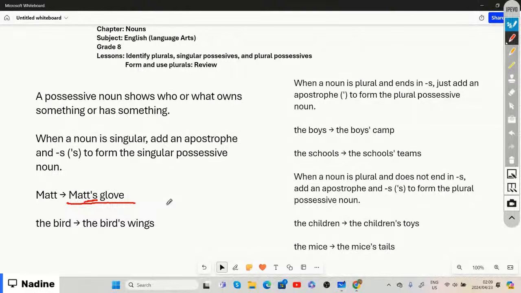If we look at another example, then we can say the bird. If we refer to the wings of the bird, then we can say the bird's wings, meaning that we are referring to something that belongs to the bird. And these are possessives. Like we said, a possessive noun shows who or what owns something or has something. When a noun is singular, we add an apostrophe and an S to form a singular possessive noun.